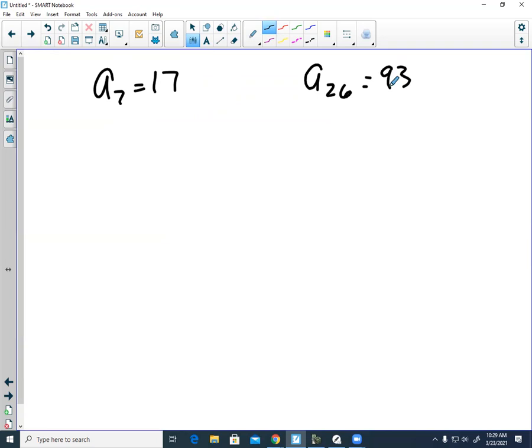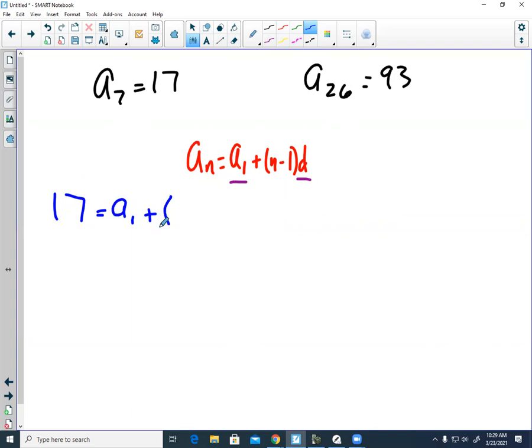So remember, my equation that I'm plugging everything into is an equals a1 plus n minus 1 times d. This time I'm looking for a1 and I'm looking for d. The only thing I could potentially know is what n is and what an is. So what I'm going to do here is say that I know my 7th term is 17. I don't know A1. I know that in order to find 17, I plugged in 7. So there's my first one.